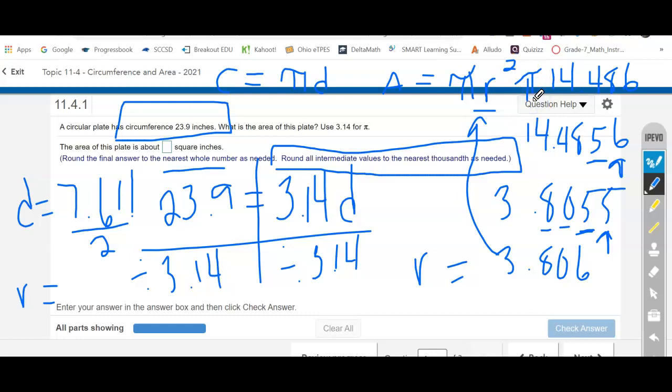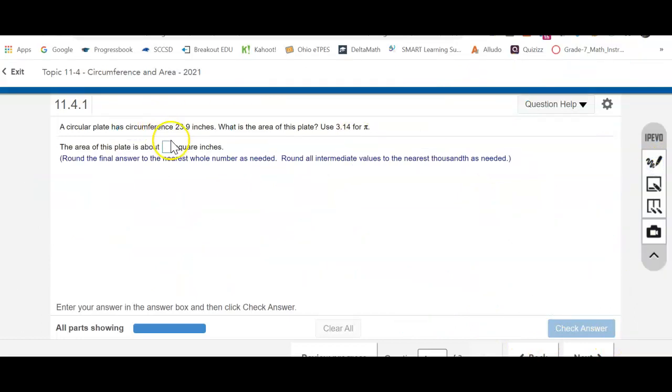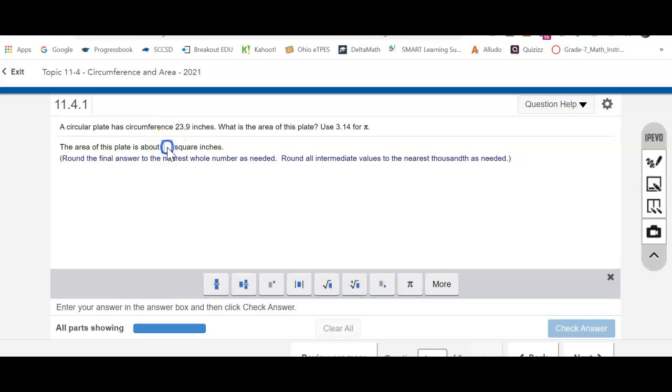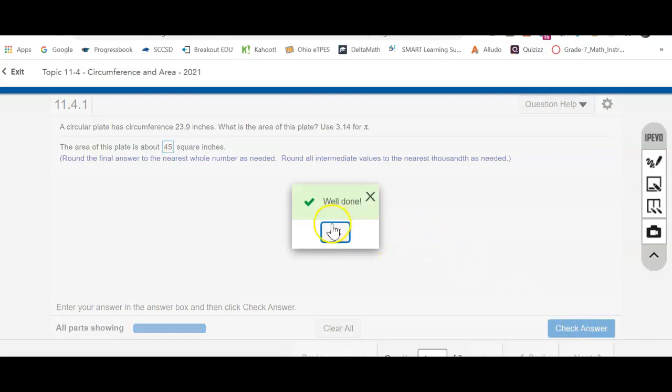So 3.14 times 14.486 equals 45.48 something or other. But now we're done. This is the area. So it says the final answer, we round to the nearest whole number. So that would then round to 45. Well, let's punch it in and see how we do. Check answer, and boom shakalaka.